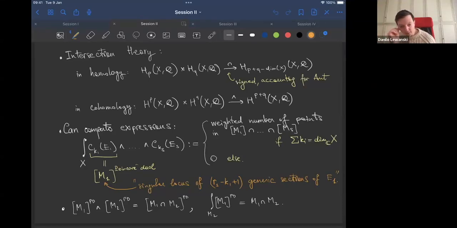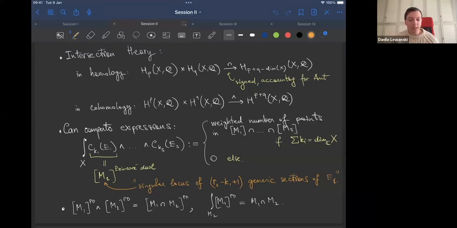And one I wrote is singular. You can think of it as a singular locus of R1. So this first, the rank of E1 minus K1 plus 1 generic sections of E1. So this is how you can think about it, but probably you've seen, well, maybe you spent several lectures on Chern classes, so I don't want to take the shortcuts, you know.